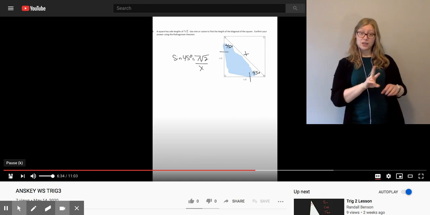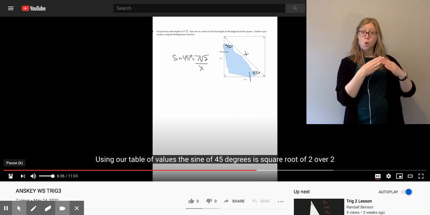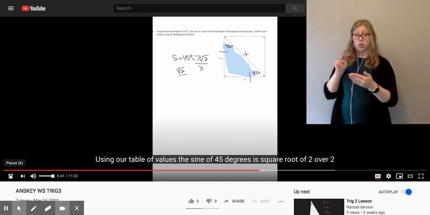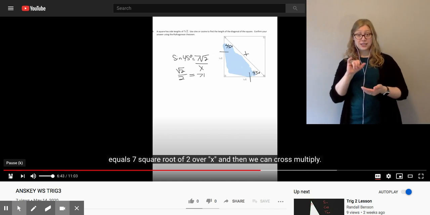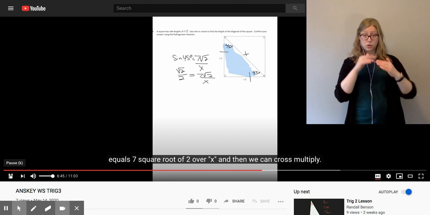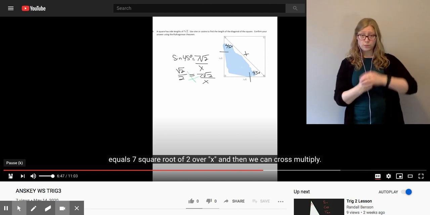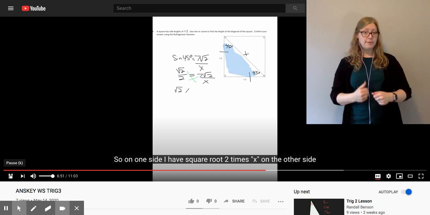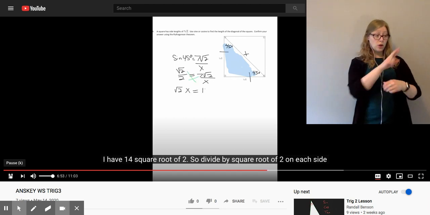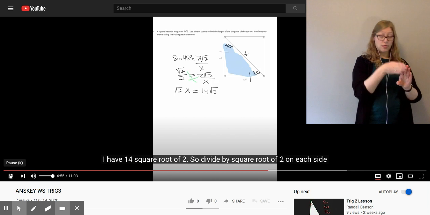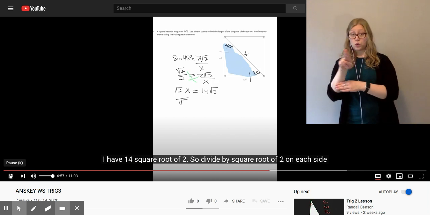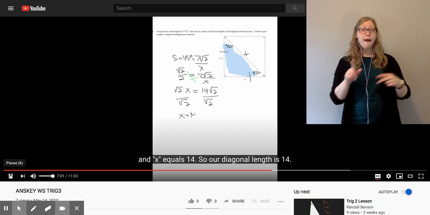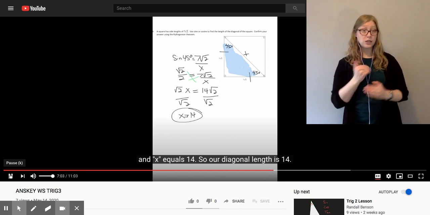x. Using our table of values, the sine of 45 degrees is square root of 2 over 2 equals 7 square root of 2 over x. And then we can cross multiply. So on one side I have square root of 2 times x. On the other side I have 14 square root of 2. So divide by square root of 2 on each side, and x equals 14. So our diagonal length is 14.